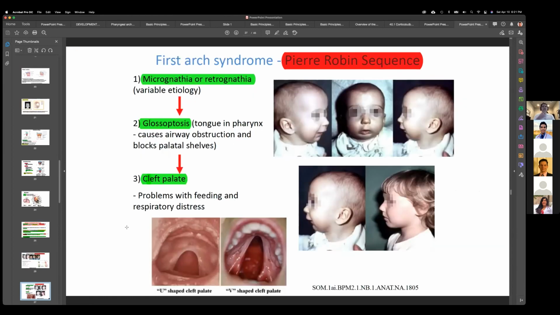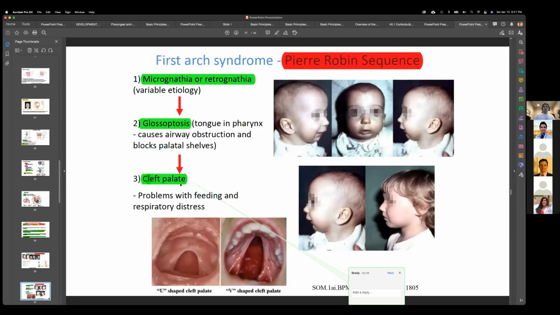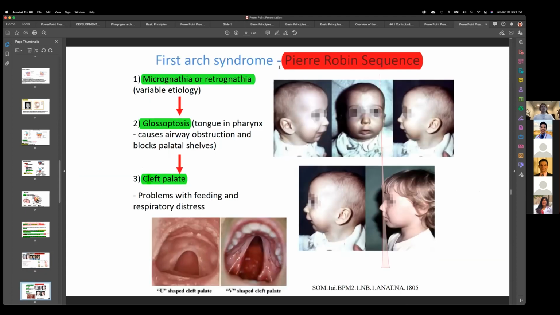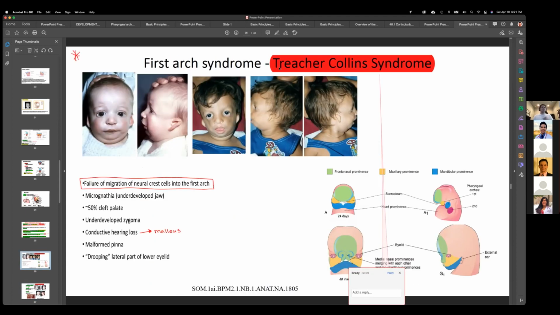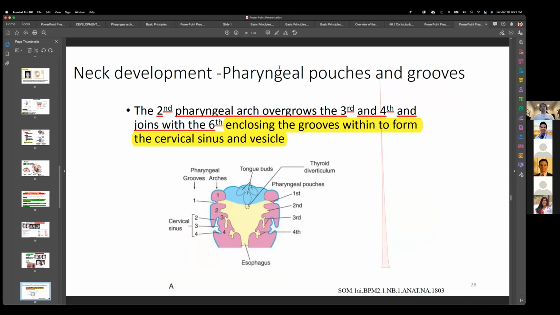Yeah, and Pierre-Robin's has that micrognathia, right? So the improper development of the chin, and the cleft palate. It doesn't look like Treacher-Collins has cleft palate, so that would be specific for Pierre-Robin's. And of course, failure of migration of the neural crest cells, that's Treacher-Collins. So be able to differentiate these, find the little things that differentiate the two, and you'll be good there, but they both deal with the first arch.